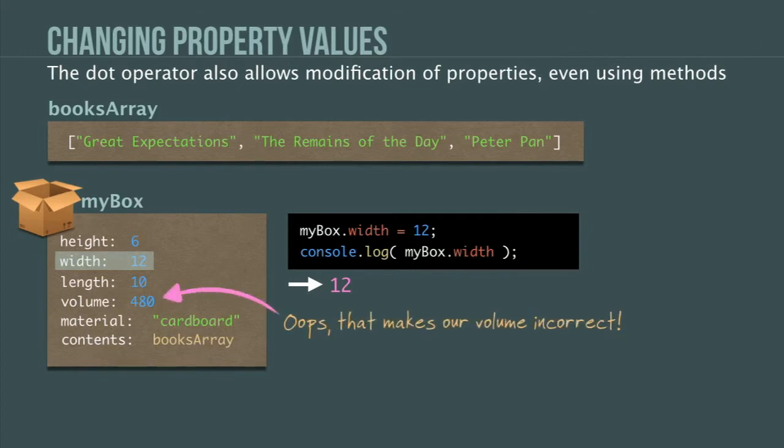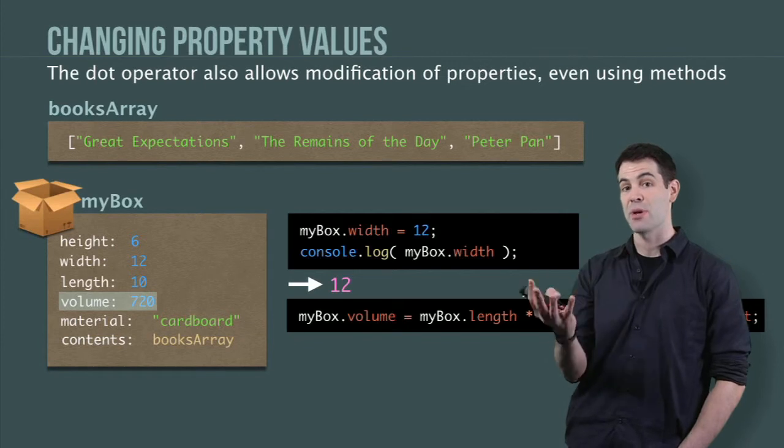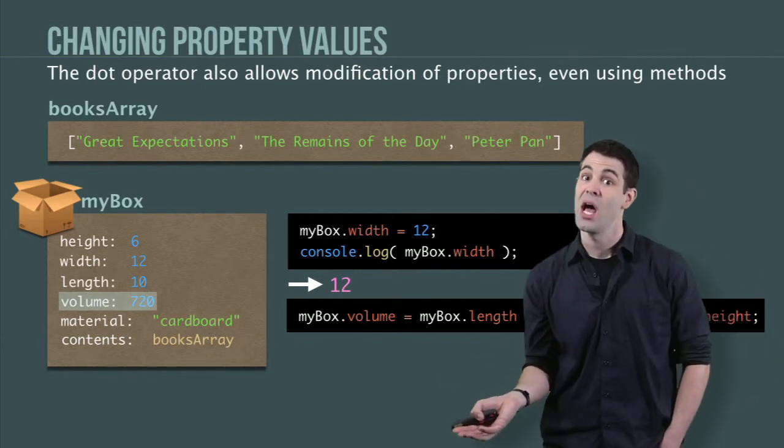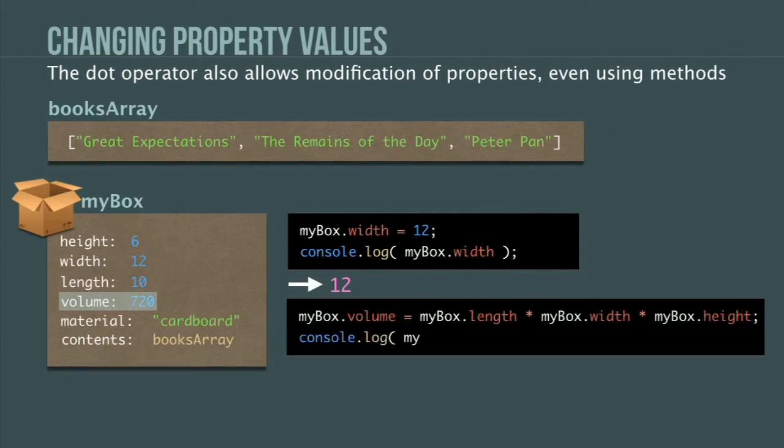Uh-oh, though, that makes our volume incorrect. So we're going to have to do something about that. We're going to set the mybox.volume equal to the length times the width times the height, which is what volume is, right? This is a good example of how you can use properties of an object to impact other properties within that object. And now we get a nice volume of 720, so everything is right with the world.